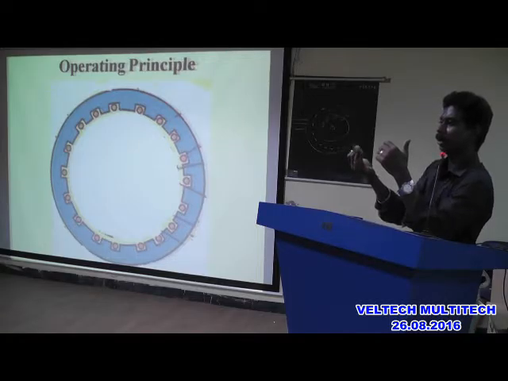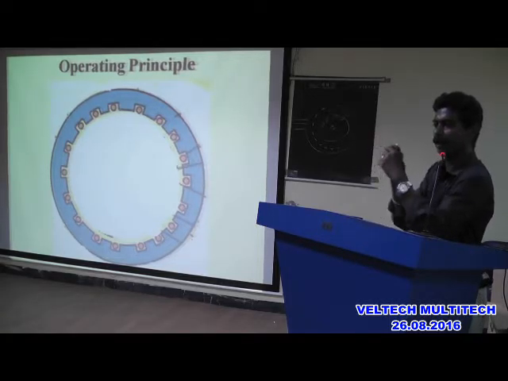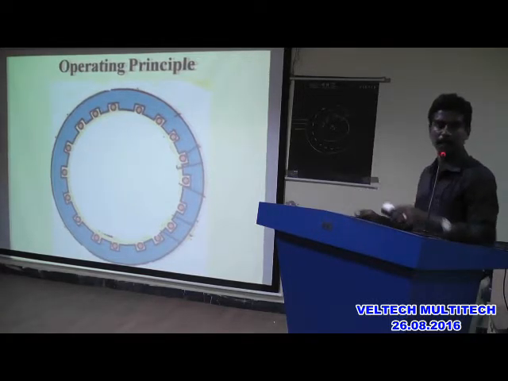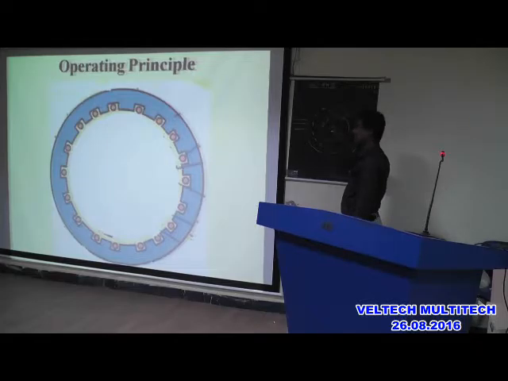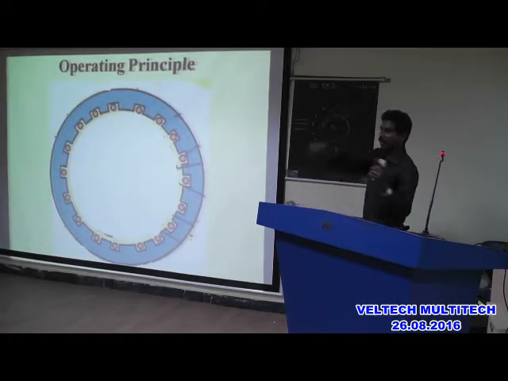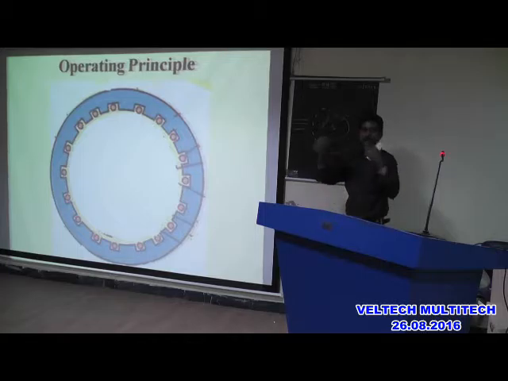What will happen? The rate of change of flux, d phi by dt. EMF will be induced. In the rotor, EMF will be induced because at the time of starting the rotor is at zero and the rotating magnetic field is rotating at 1500. That induced EMF drives current because the rotor circuit is short circuited, so current will flow.